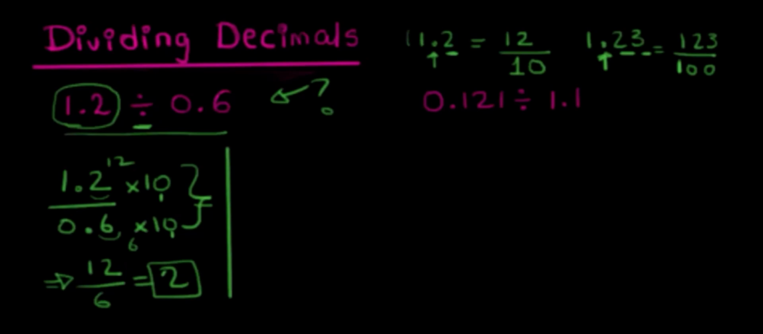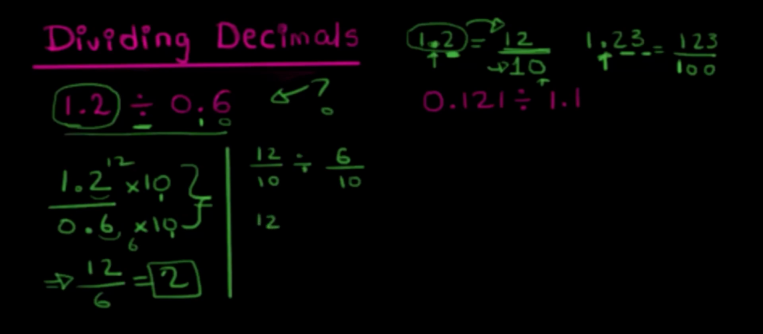So we just rewrite the number the way it is without the decimal, over a 1 followed by as many zeros as the number of digits after the decimal. So 1.2 becomes 12 over 10, divided by 0.6, which becomes 6. I get rid of the decimal, and the decimal becomes a 1, and I have 1 digit after that, so 10.